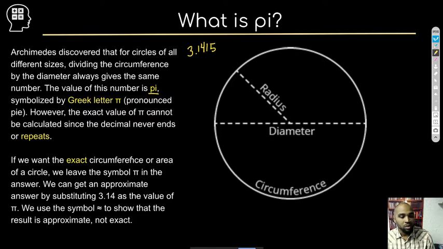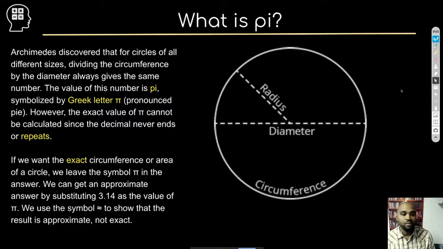If we want the exact circumference or area of a circle, we leave the symbol pi. We leave it as pi because we can't calculate exactly what that number is, so pi is the best we can say. If we want a number, we can get an approximation by making it 3.14. Maybe we'll just cut it off about right there at the hundredths place and say 3.14, and we'll show that with this approximation symbol. We're not going to say equals, but we'll say it's approximately 3.14. That way people know that we didn't measure it perfectly, because we can't, since the number just keeps on going forever. So to show the result is approximate, not exact, that's how we will use that.